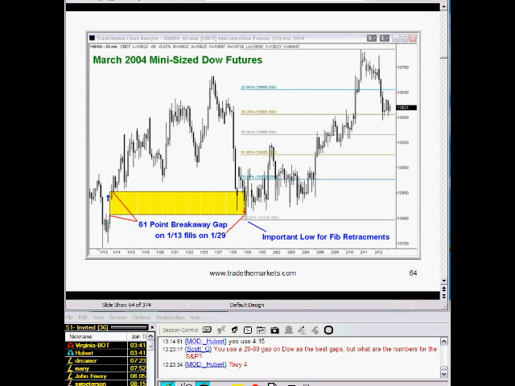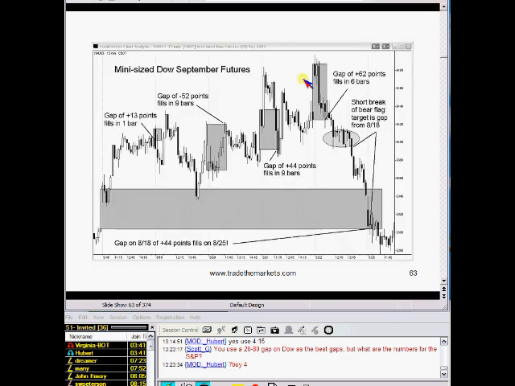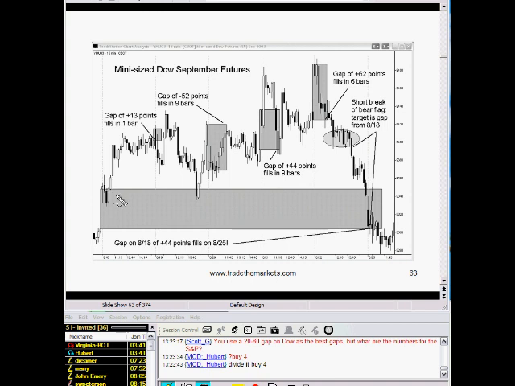So let's look at an example here. All right? On this particular chart, this is kind of a nice example because not only does it show a gap that didn't fill, and by the way, on this particular morning, we did not take this gap play because of what we call the pre-market volume.